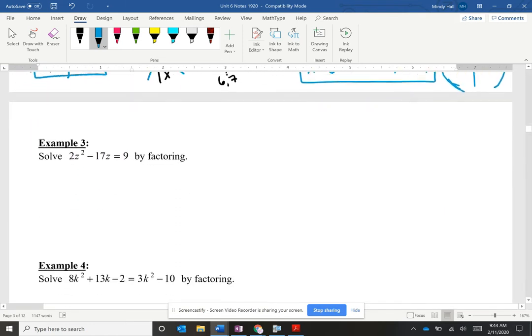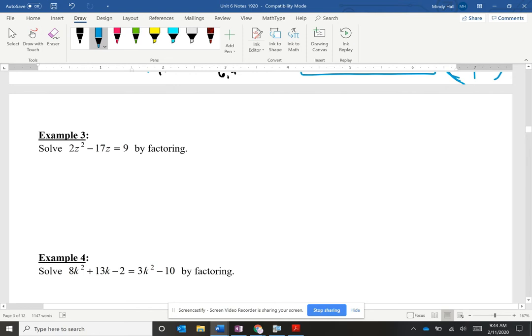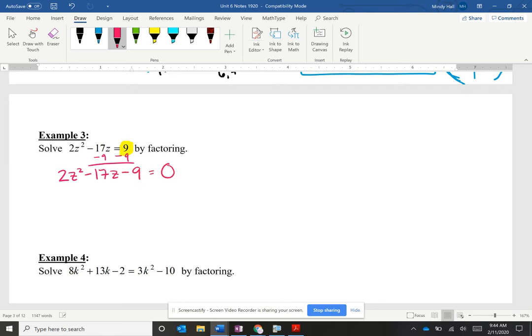All right, so with 3, we're going to still solve by factoring, but you notice that this right here is my problem because it has to be equal to 0. And so first we have to make that happen. Since this is a positive 9, I can just subtract the 9. And that would leave me with 2z squared minus 17z minus 9 equals 0. And remember, that's really what we want, because now we're going to factor this left side.